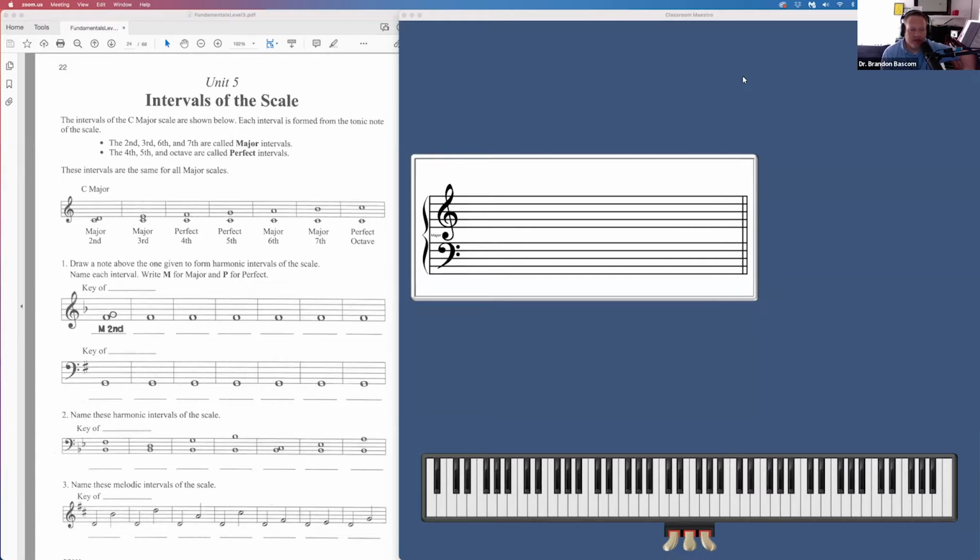Unit 5 is all about intervals of the scale. Nothing particularly new here. They do highlight a little bit more on what we call perfect intervals. Remember that intervals are inverses of themselves and add up to 9. So a perfect fourth and a perfect fifth are an inverse of each other. You can take a perfect fourth, invert it, put the C on top, and you get a perfect fifth.